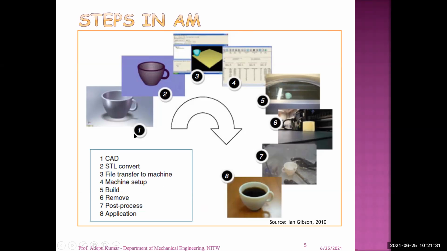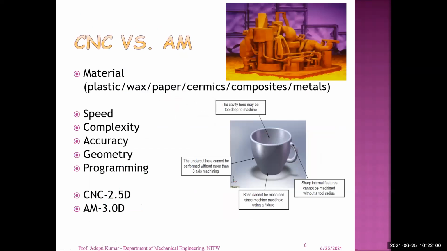What I am trying to say is that the developed model is an important step, and this model is converted to an STL file, then transferred to the AM machine, and you can set up the parameters, then build the component as per the 2D geometry. Once you have completed your job, you can remove the component from the substrate and use it for any applications.